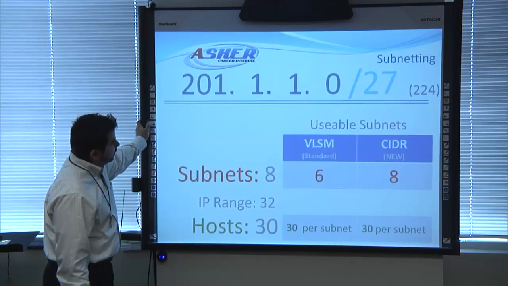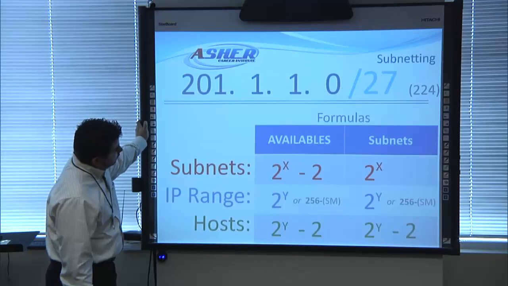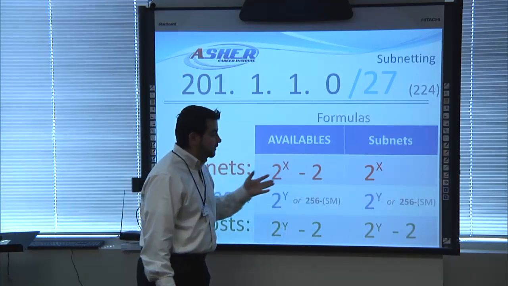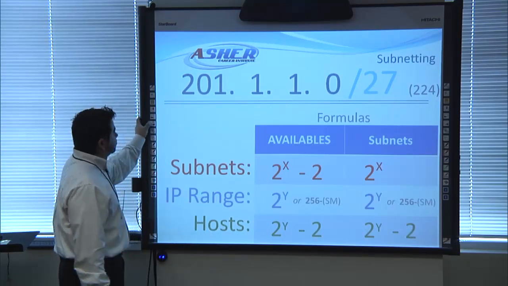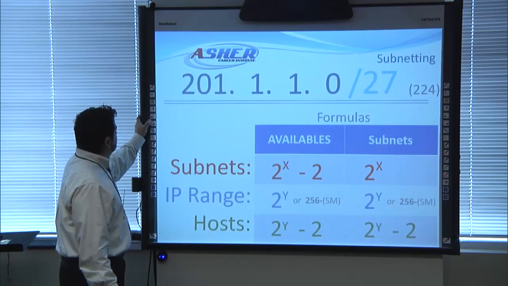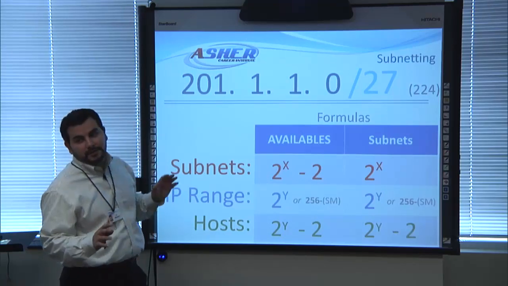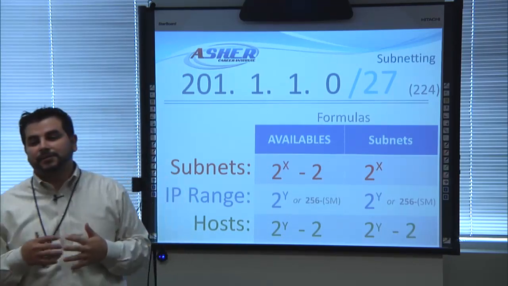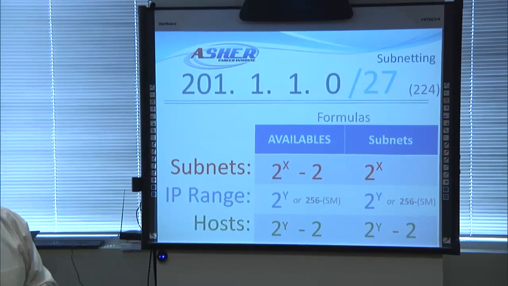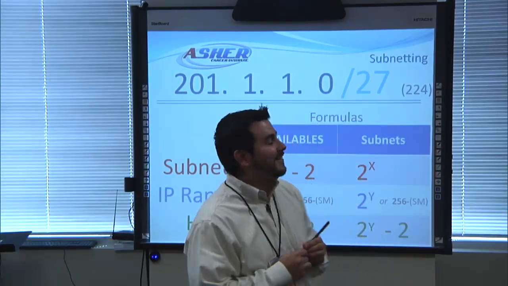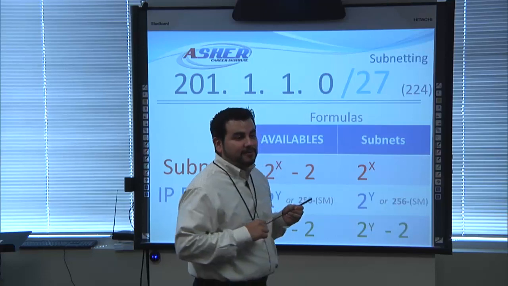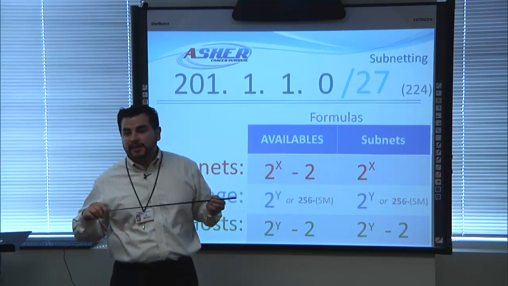So we talked about our formulas here, the subnets versus the available ones. These are the ones that you can actually use. And do we have any questions on how the subnetting process works? It's kind of a loaded question, isn't it? Yes, no? Do we feel ready to move on to the second half?